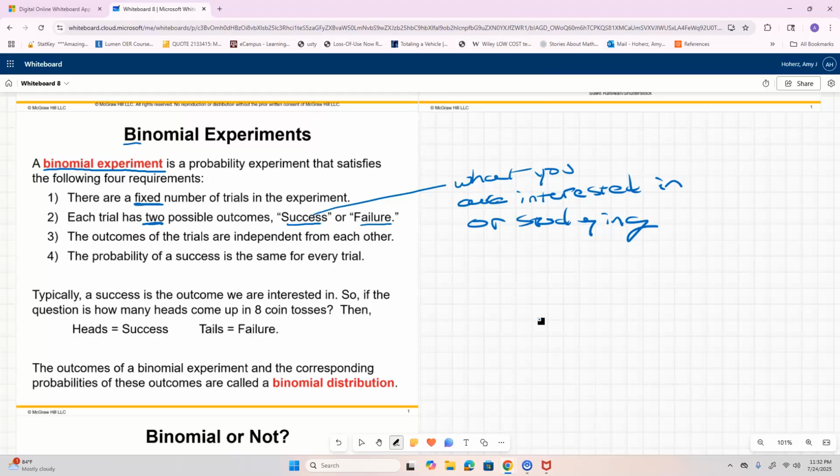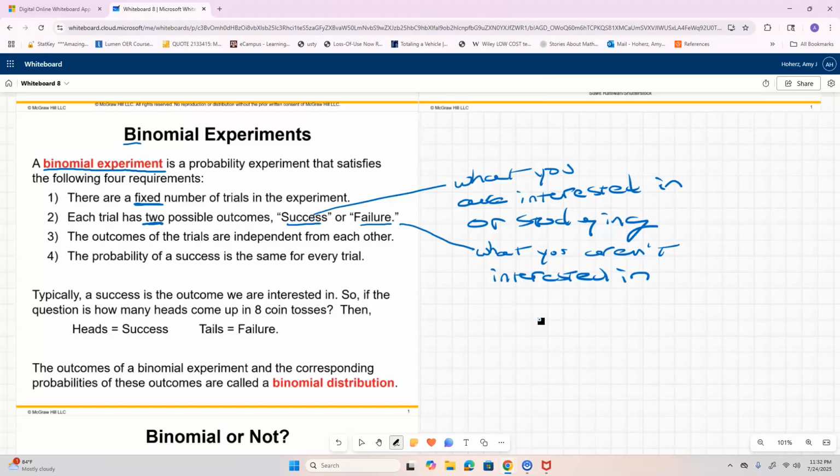A failure then is a trial that doesn't end in what you're looking for. So this would just be what you aren't interested in. Again, that doesn't necessarily mean something bad. We always think of failure as being something bad, but with statistics, that word failure doesn't really mean bad. It just means we didn't get what we were looking at.